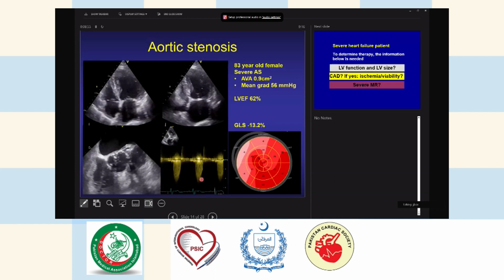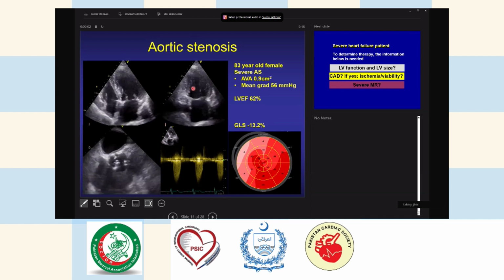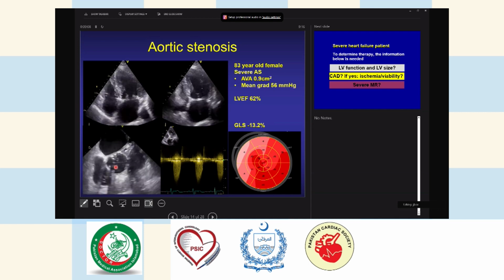Another one for you is aortic stenosis: very thick septum, a little bit enlarged left atrium, very thickened posterior wall, also posterior inferior, and you see the valve that's heavily calcified and is not opening. Here you see the gradient. It has an aortic valve area of 0.9 centimeters squared with a mean gradient of 56.